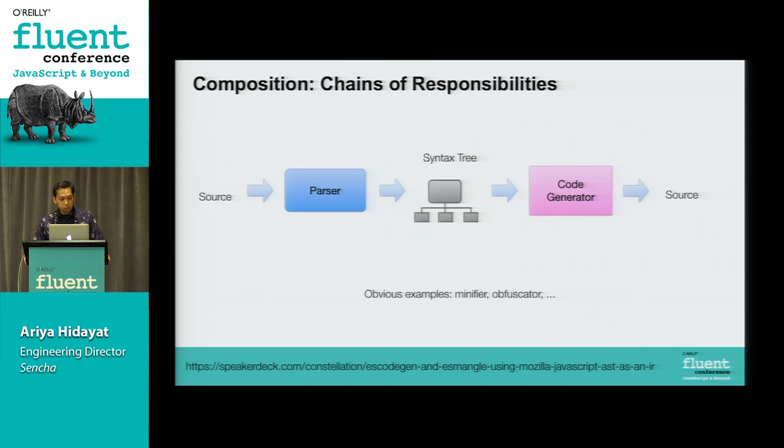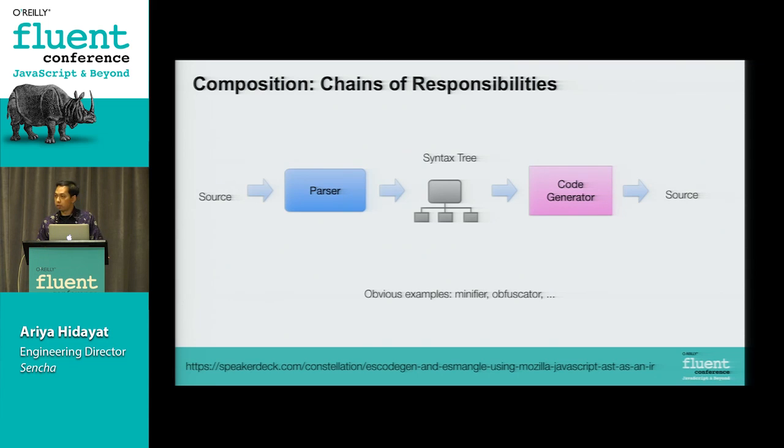So for example, I already mentioned about parser. The job of the parser is to consume the source code and then create the syntax tree. But we can have another project, code generator, that takes that syntax tree and generate the source code. Obviously, they might not be the same. And in the middle, we can insert syntax tree processing.